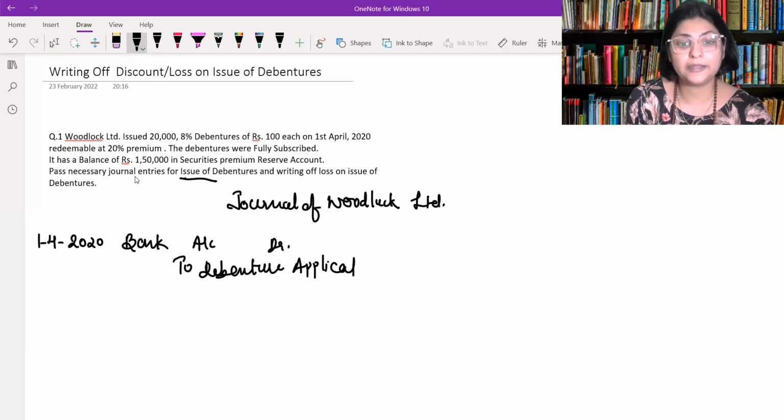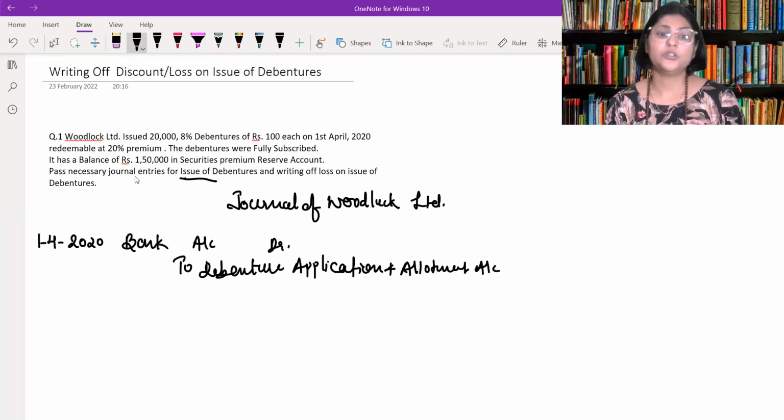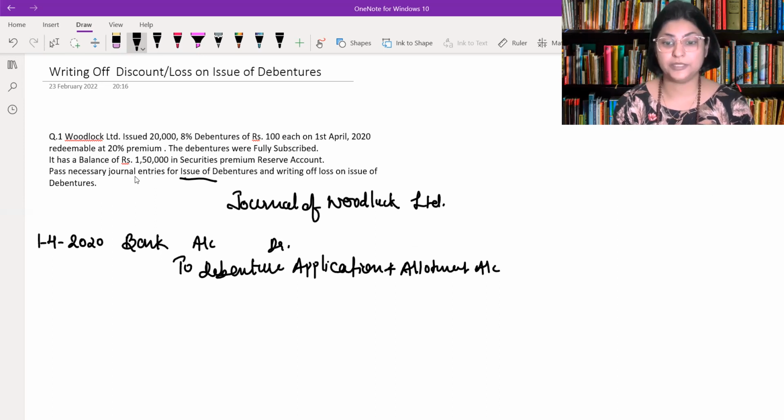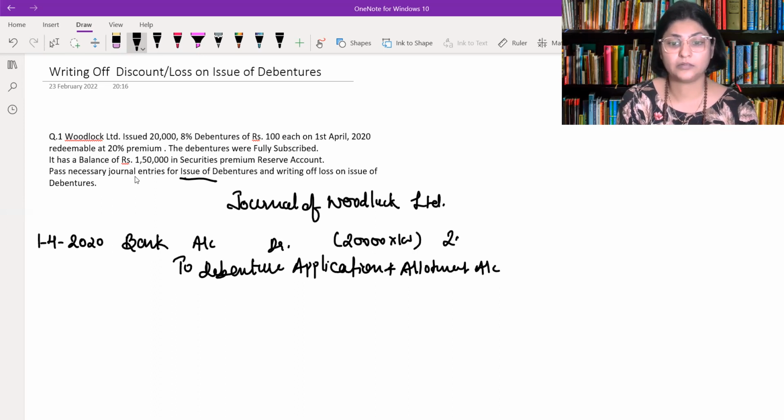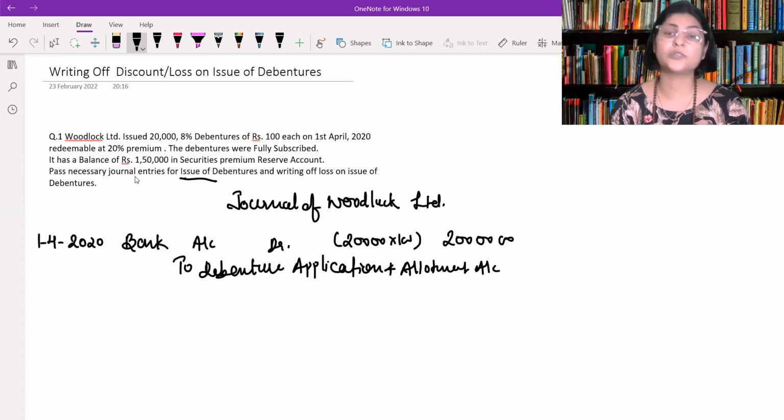We'll open the combined account. And what will be the amount? 20,000 debentures of 100 rupees each means 20 lakh rupees. The company is going to receive 20 lakh rupees. The issue is done at par. Only at the time of redemption, the company is going to redeem these debentures at 20% premium.